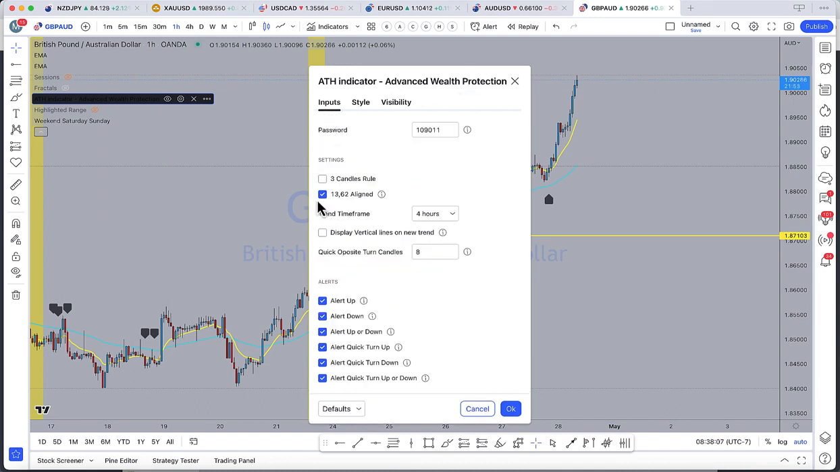Also, I picked this 1362 aligned. So what that means is, excuse me, I'm going to pause this for a second.